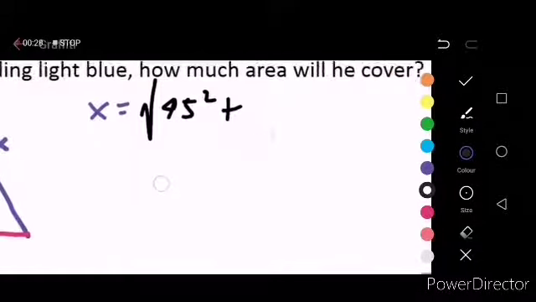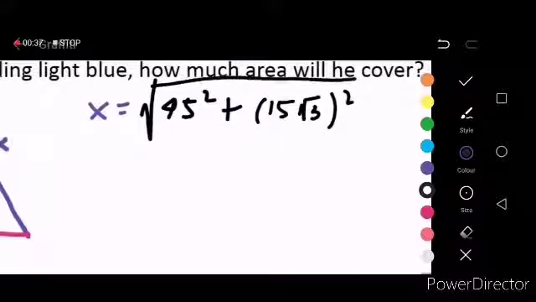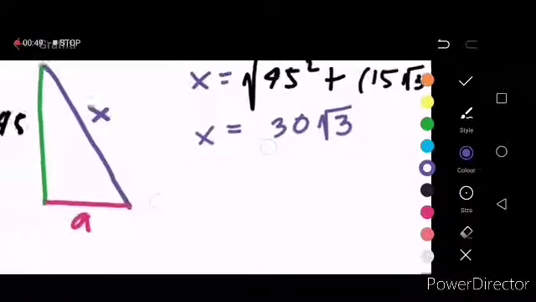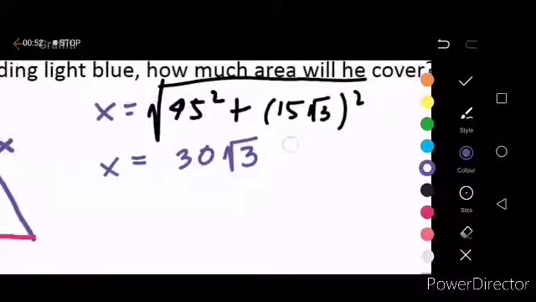Di ba may nakuha na tayong value ng a kanina? Ano yung nakuha nating value ng a? It's 15 square root of 3. Square nyo lang yan. Get the square root, and you'll get the value of x. And that value of x is just equal to 30 square root of 3. May unit pa tayo? Yes, we have a unit, which is in feet.